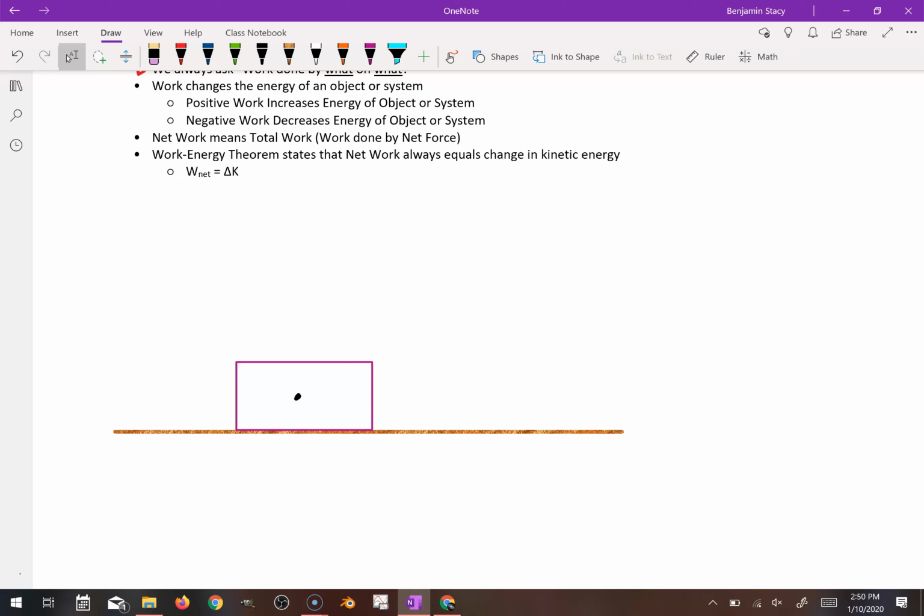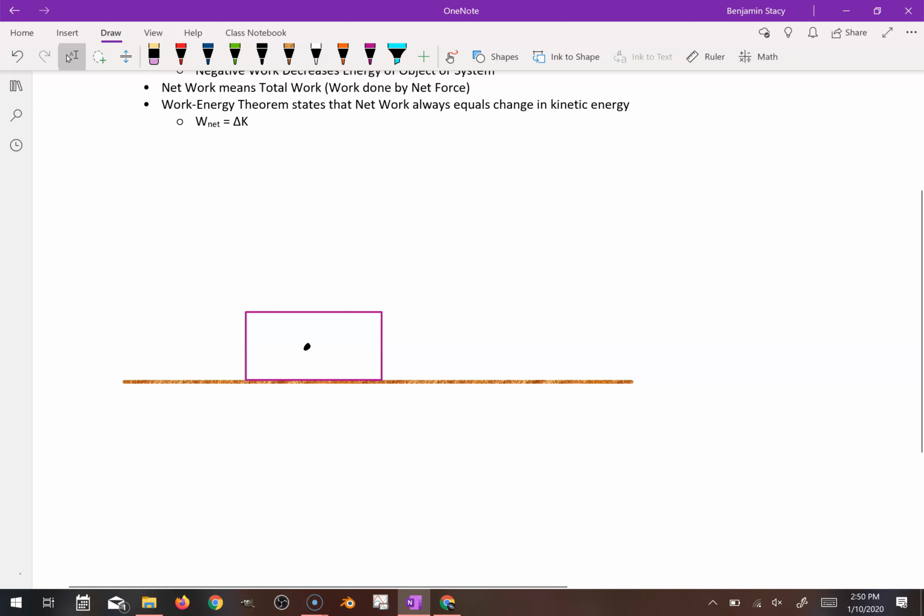So if you already know the net force acting on an object or system, then you can use the net force to calculate the net work. If you only know some of the forces acting on the object and not all of them, then you're not going to be able to determine the net or total work. You need to know all the other work being done by other forces. Lastly, the work energy theorem states that the net work always equals the change in kinetic energy, W net equals delta K.